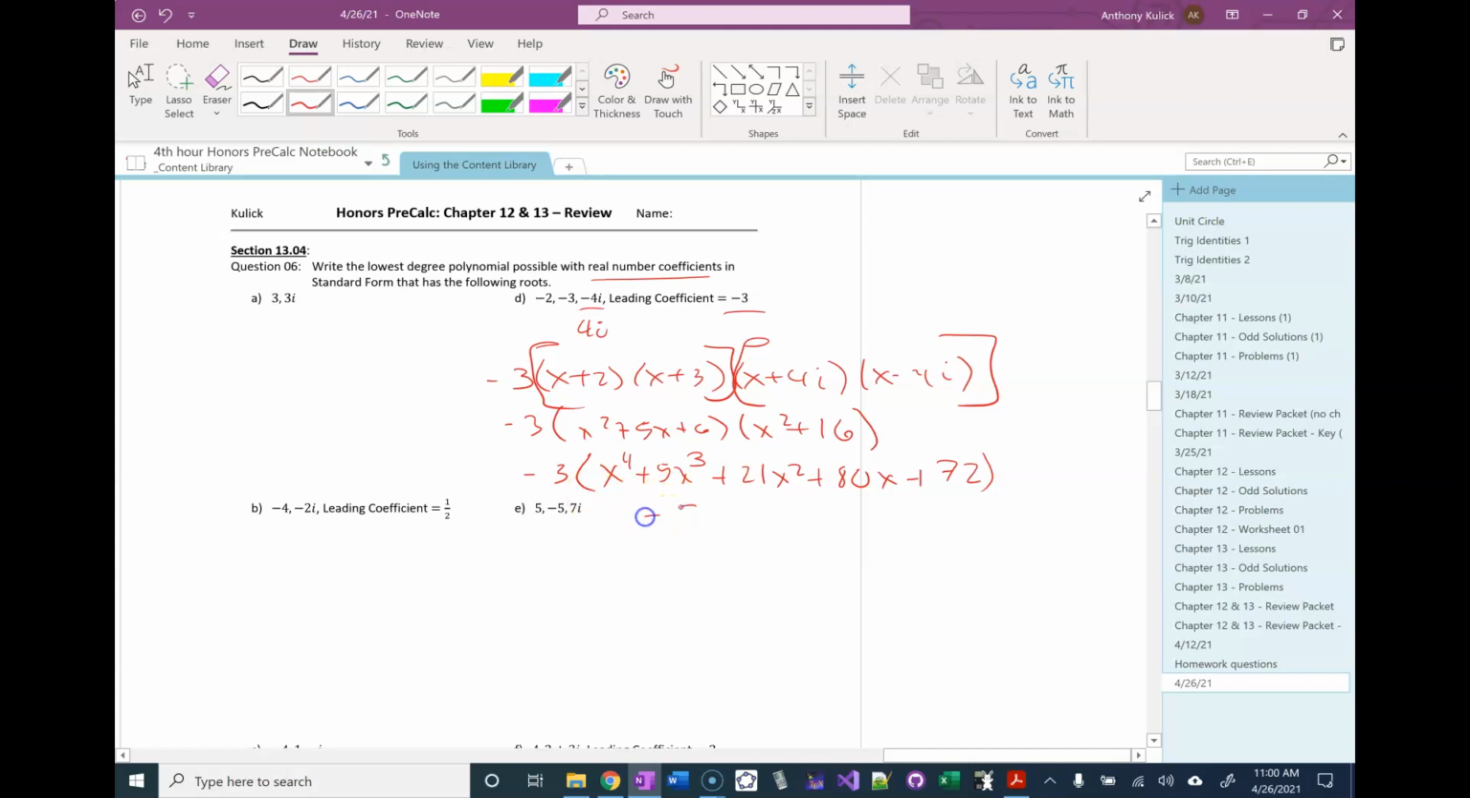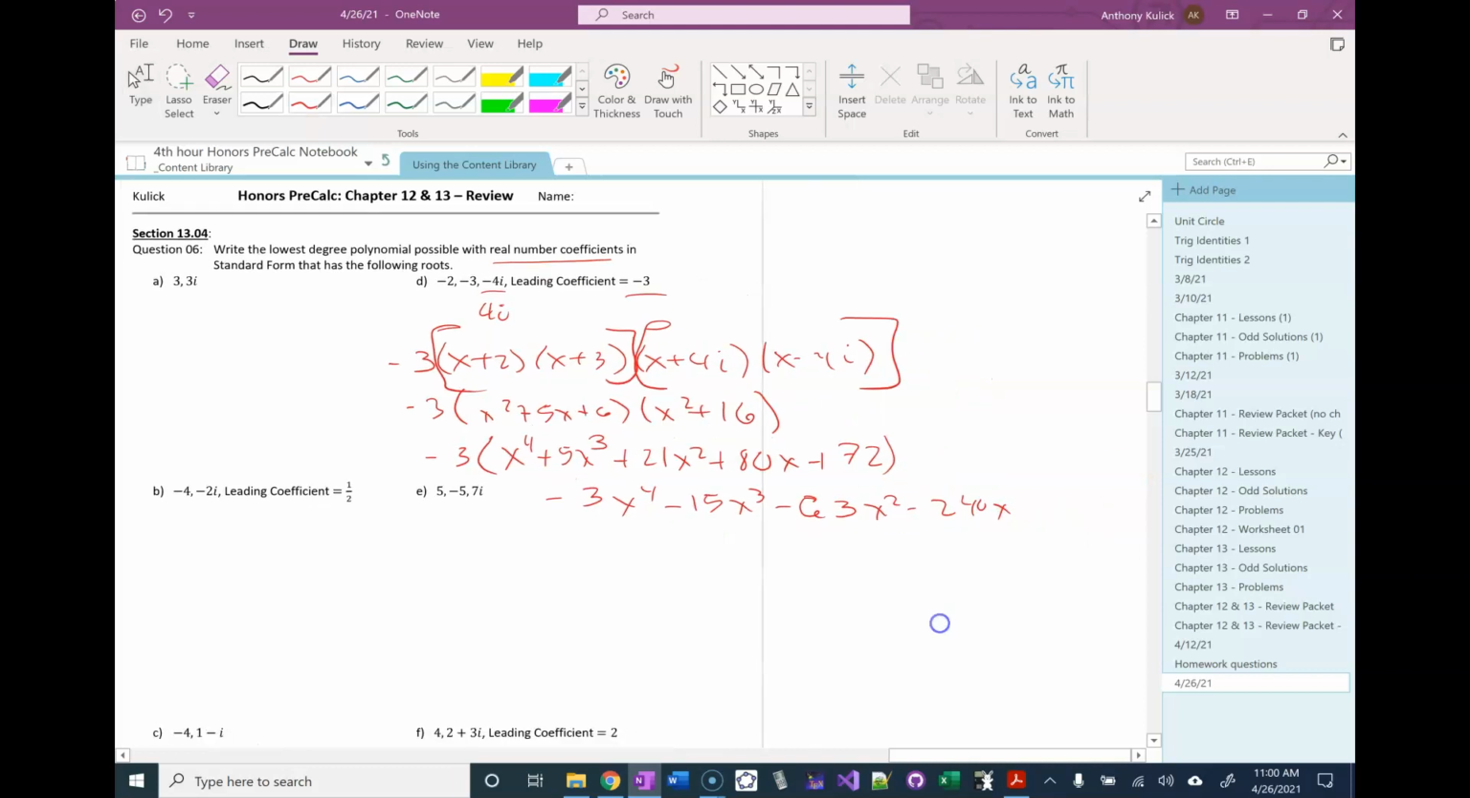And then multiply by the negative 3. And then 72 times 3 is 216. I think that is right. Again, I might have goofed up that FOILing out the x squared plus 5x plus 6 and x squared plus 16 because I didn't write anything down. I tried to do it all in my head, but I think it's right.